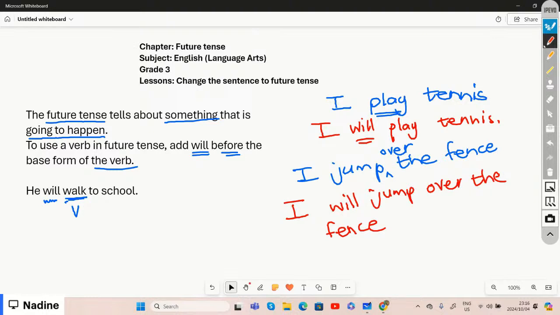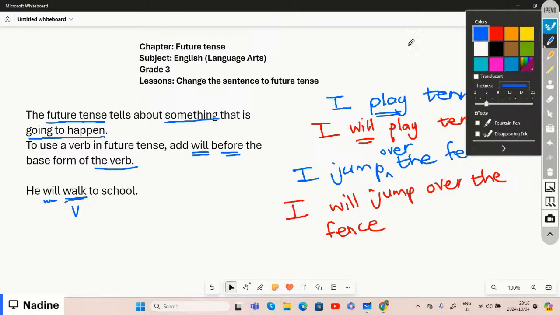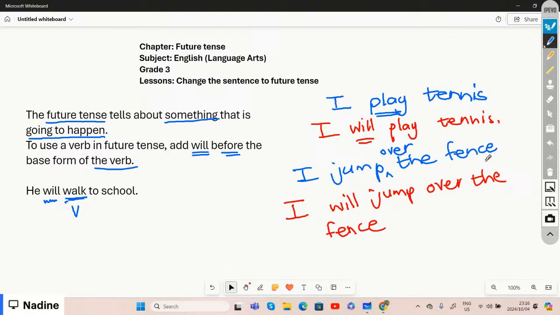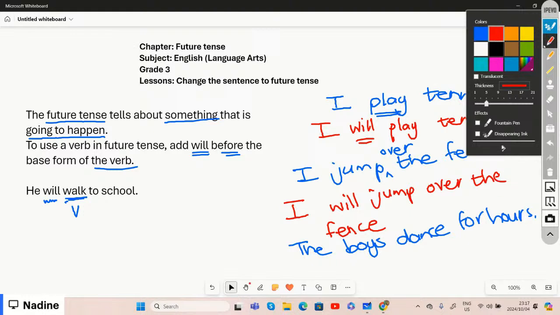If we look at another example, right? Another sentence that is present tense, but you need to change it to the future tense. And that sentence is, we can say the boys dance for hours. So the boys dance for hours. How are we going to change that to the future tense?